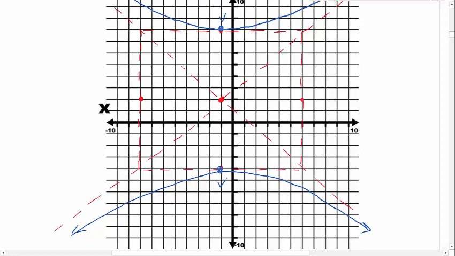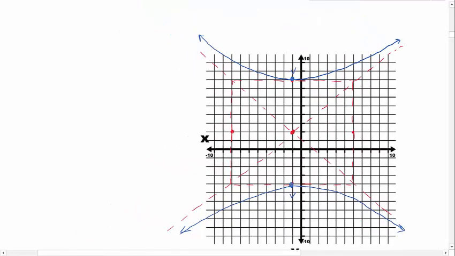Let's identify those vertices. Just counting over, we have one at (-1, -4), and another one at (-1, 8).